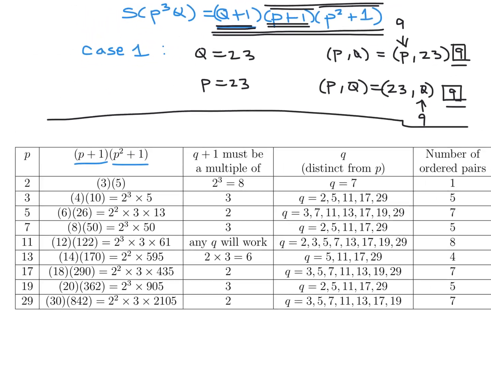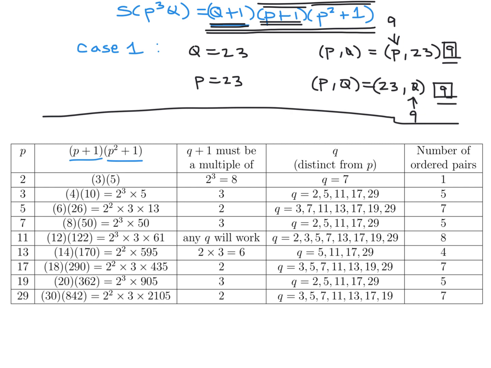Up there. Now, for values for P, remember, P has limited options, right? There's only 10. So 1, 2, 3, 4, 5, 6, 7, 8, 9. But we already exhausted the 23 part. So that's why 23 is not included in our table. But all the other ones, we work with it and see what happens. If P is 2, then this expression right here would be 3 times 5. Now that's 15. That's not going to work.